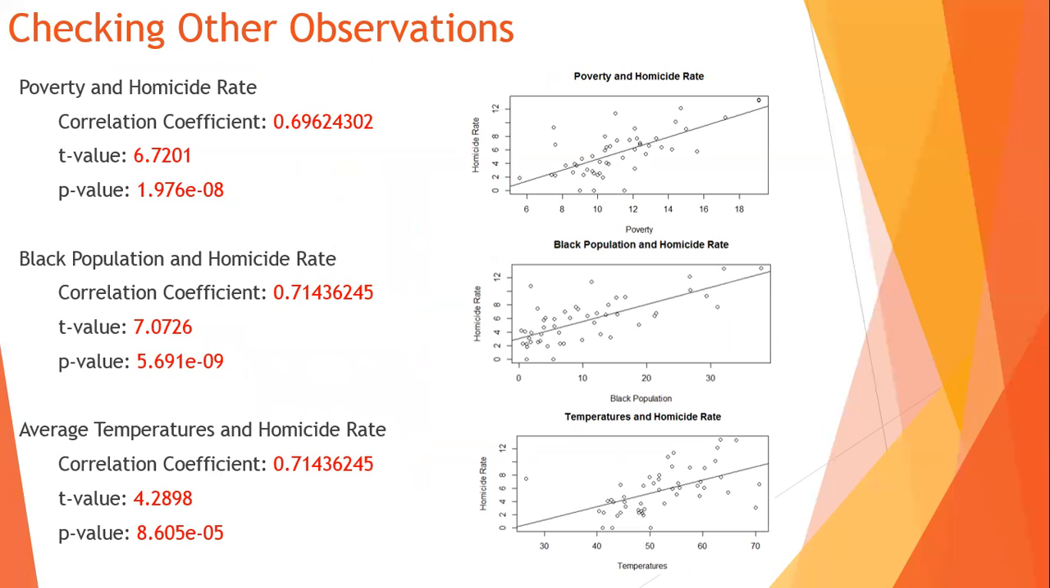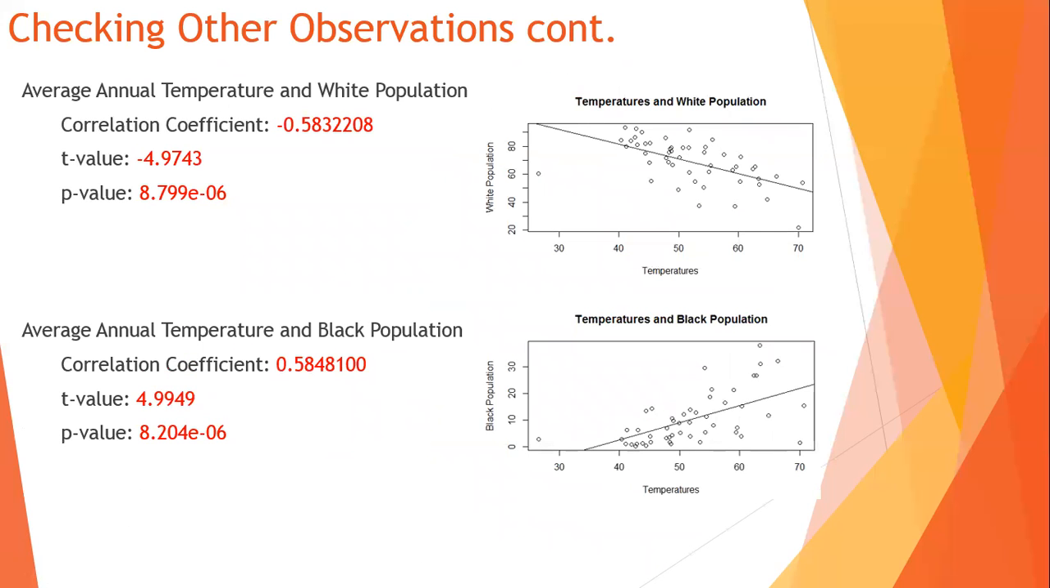So to check these observations that I made, I also did Pearson correlation tests for these. And we can see that, and I also included scatter plots just for a visual. So there is a significant correlation between poverty and homicide rate. Also, it is significant between the Black population and homicide rate and the average temperatures and homicide rate, with all of these being a positive correlation. And I also checked the correlation between average annual temperature and white and Black populations. And there's a significant negative correlation between temperatures and white population and a positive correlation between temperatures and Black population.